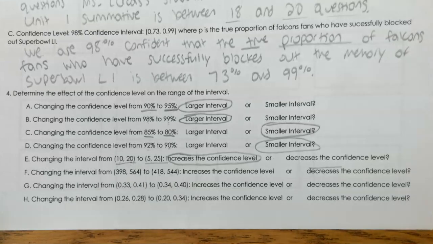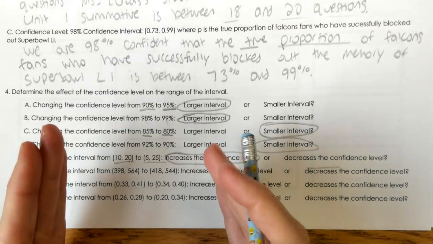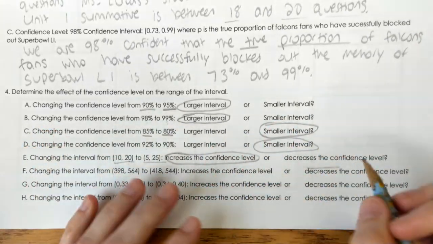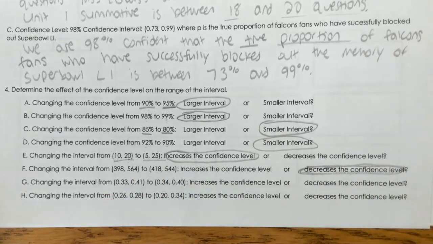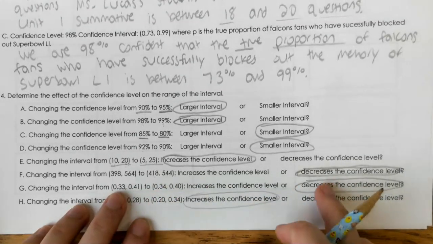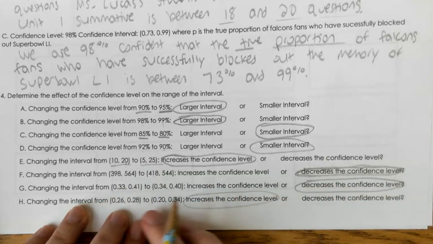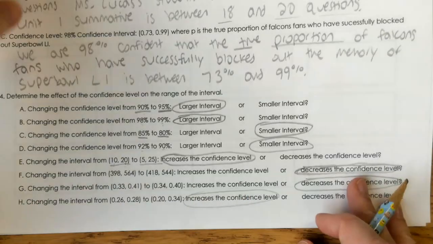All right, here my interval is getting smaller. So if it's getting smaller, I've got less options, right? So I'm going to decrease my confidence level. All right, I want you to take a second and try G and H on your own. Right, for G, my interval got smaller, which means I decreased my confidence level. And then here, my interval got larger, so that's increasing my confidence level.